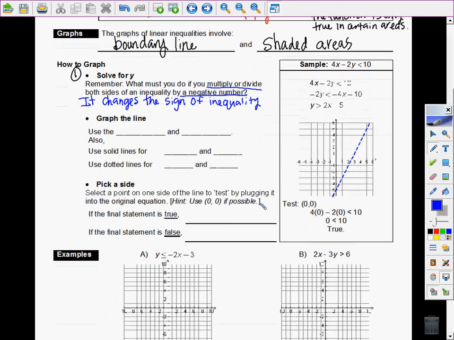Okay, so here it says step 2 is to actually graph the line. I graph the line using my slope and the y-intercept, which we all should know, but I feel like after this quiz, somehow you all forgot.